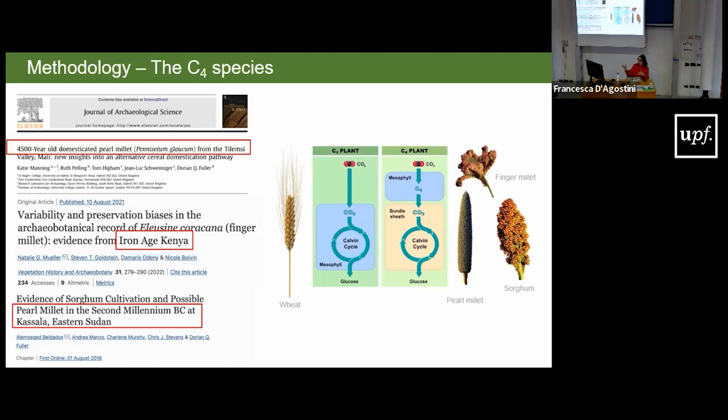So we cultivate finger millet, sorghum, and pearl millet. And then we also decided to add a C3 species as a sort of comparison or control. So we also cultivate two types of wheat in all our experiments. Most important, for each of these species, we decided to cultivate more than 10 different varieties. And we chose these varieties very carefully, and we decided to go just with landraces.